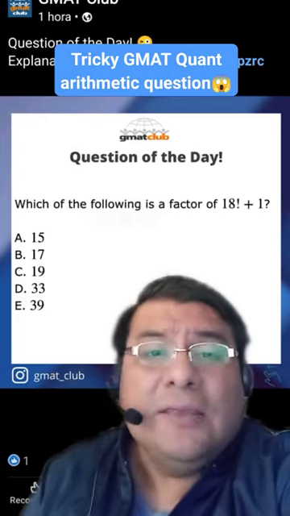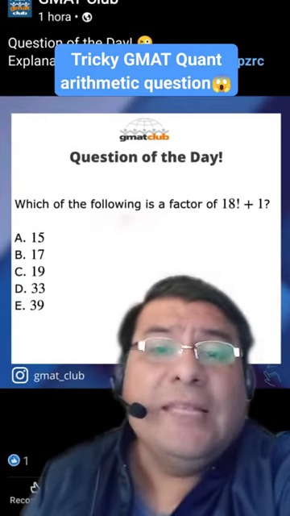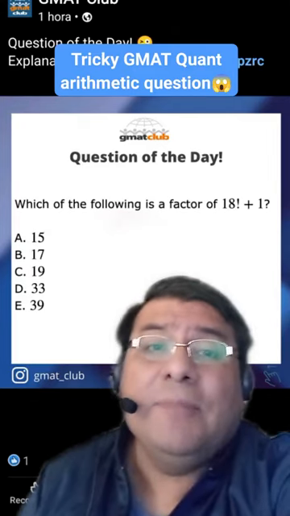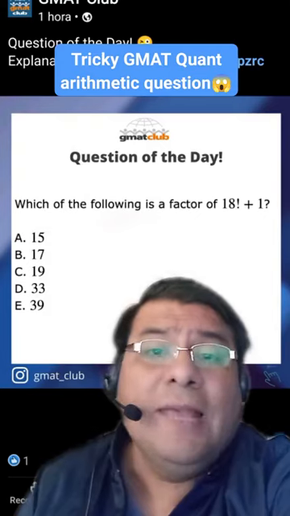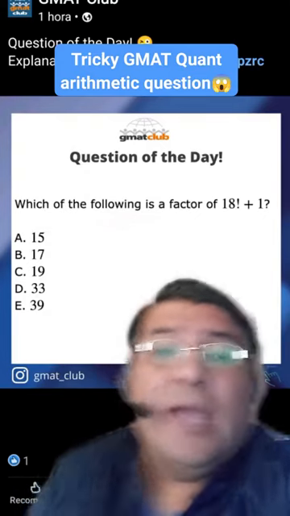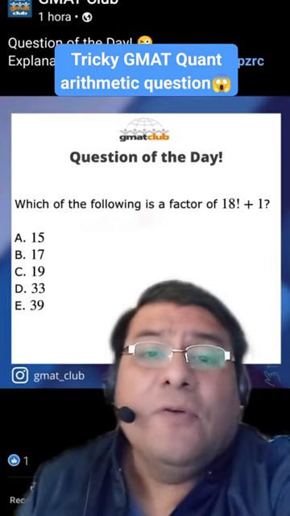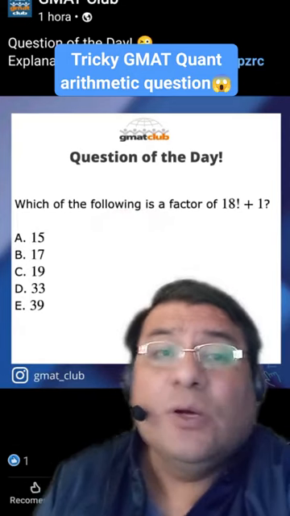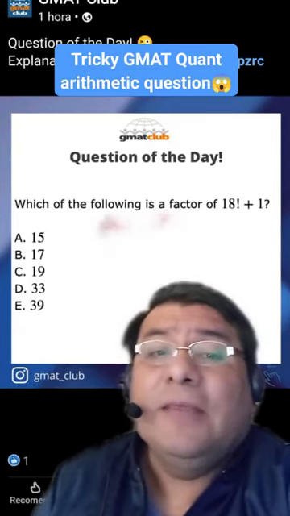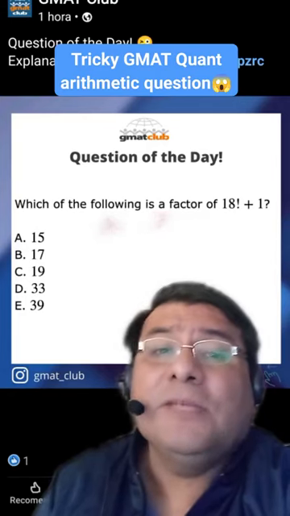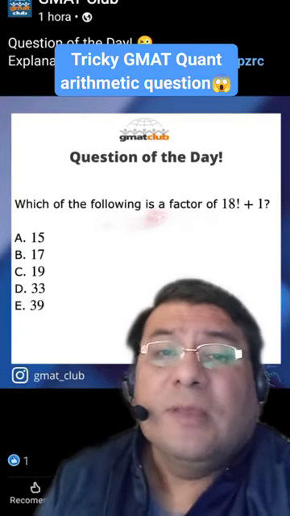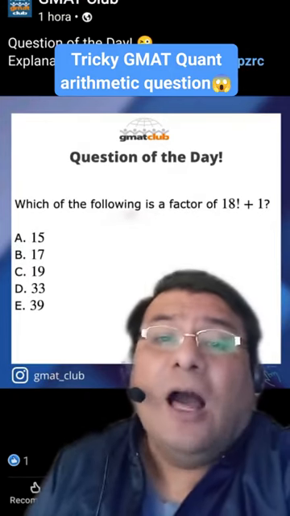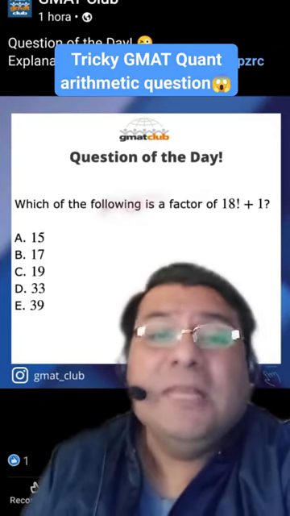What about 33? 33 is just the product of 3 and 11. Since 18 factorial is divisible by 3 and 11 at the same time, 18 factorial plus 1 cannot be divided by 3 or by 11, so it cannot be divided by 33. And so we can reason for 39. 39 is divisible by 3 and 13. Since 18 factorial is divisible by 3 and 13 at the same time, 18 factorial plus 1 cannot be. We've discarded 4 answer choices, which leaves us with option C as the only possibly correct answer choice.